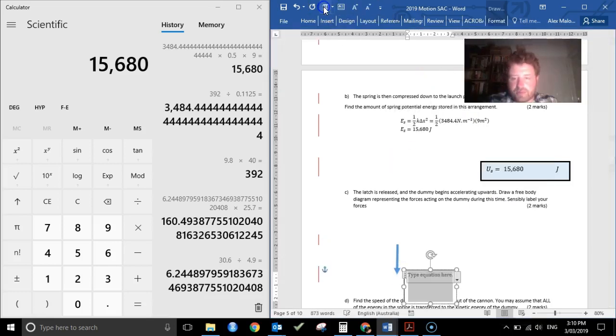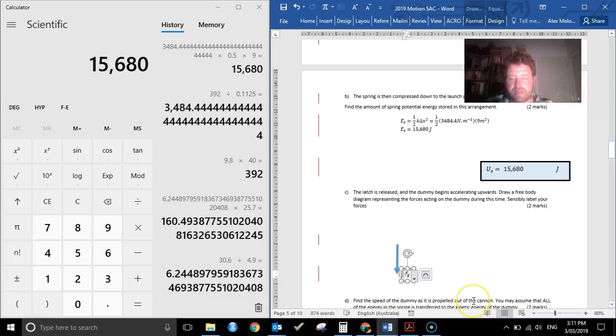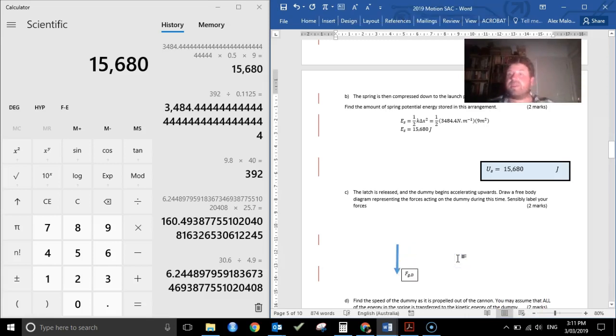I suppose sensible is a relative term, but FG makes it pretty clear what that is. Been using FG all year. Okay, then we got to think about what other forces are going to be acting on that, and clearly it's the force of the spring on the dummy. Actually, because we're talking about the dummy, let's say this is FG on dummy, FGD. And then we're going to be able to talk about the spring with a similar format, and it will all make sense. Alright.